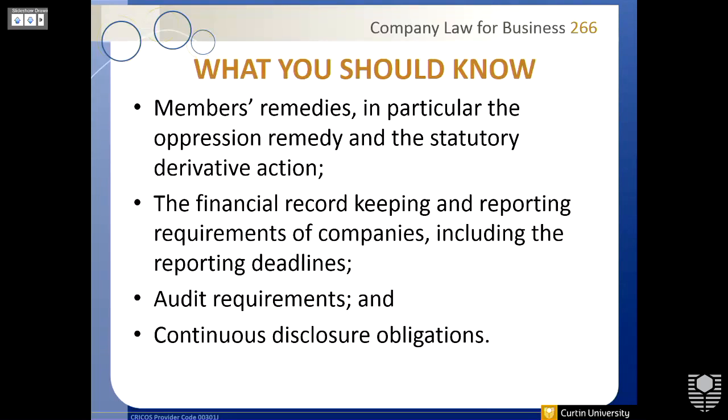So in a nutshell, you need to know members' remedies, in particular the oppression remedy and statutory derivative action, and financial record keeping. Some parts of it that have been mentioned, please put onto a cheat sheet. It's pretty standard. If it comes out, you can just write it and get marks. Audit requirements and continuous disclosure obligations.